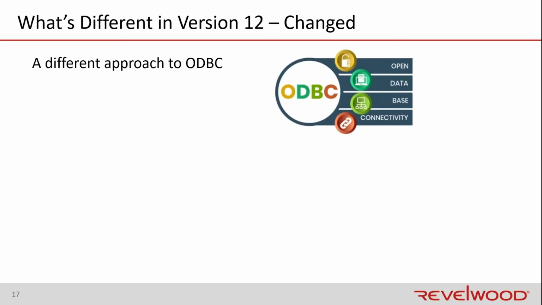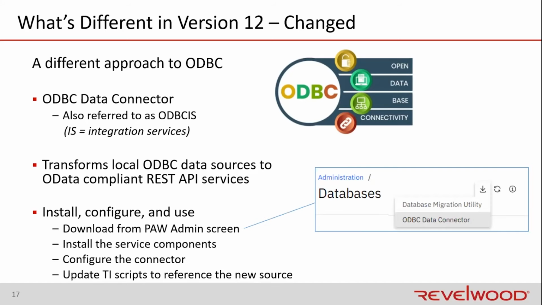In addition to the interface, this also impacts the way that ODBC works within the new engine. IBM has therefore introduced a new tool called the ODBC data connector. What it does is convert your source data into something that can be used by the new database, by the new API calls. The ODBC data connector is also referred to as ODBCIS.